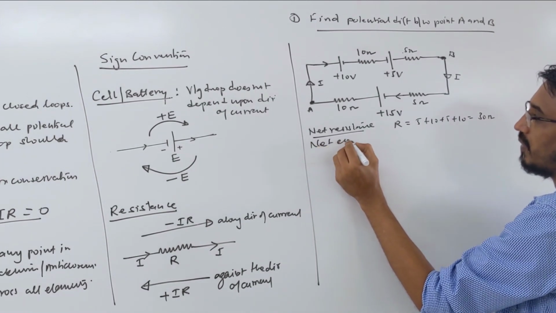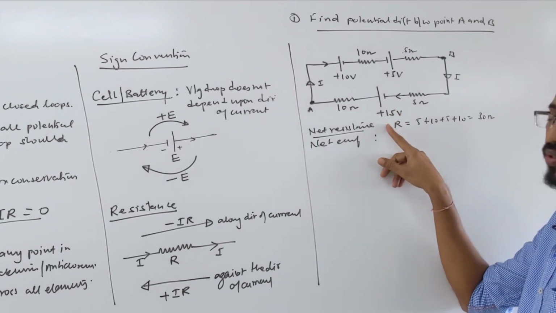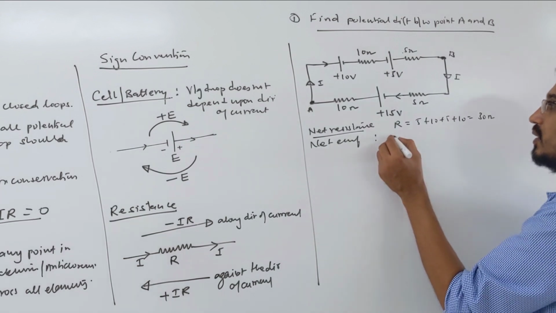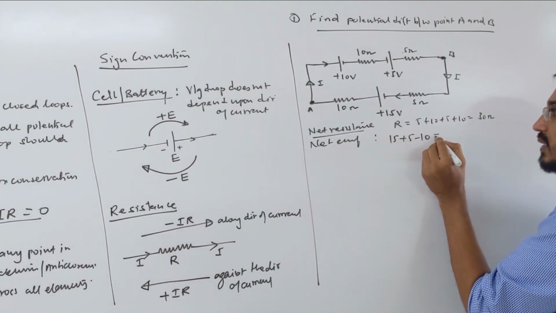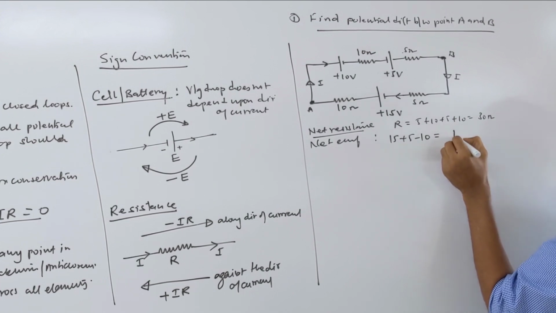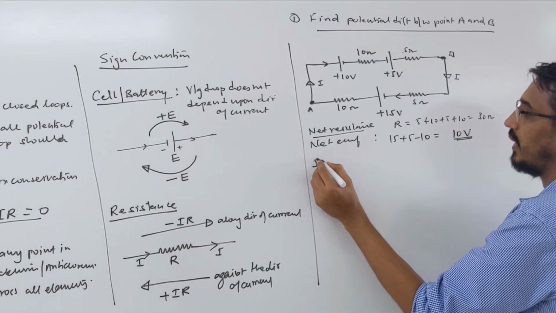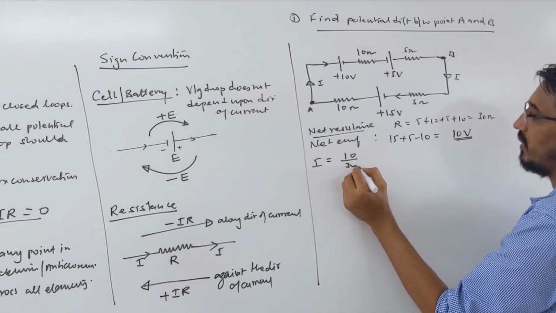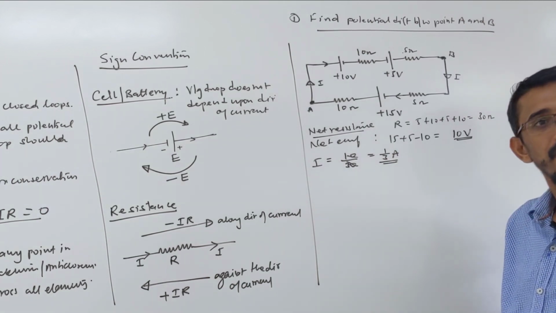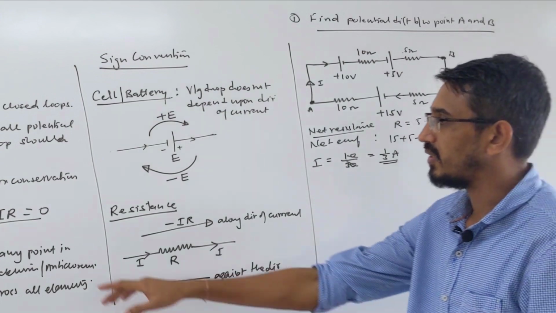Net EMF: what is the net potential of the batteries? Plus 15 volt plus 5 volt in this direction and minus 10 volt, right? So 15 plus 5 minus 10, what is the answer? 10 volt, correct, net 10. So what is the current flowing in the circuit? Net current is 10 by 30, which is 1 by 3 ampere. This is your net current flowing. Done? Okay.